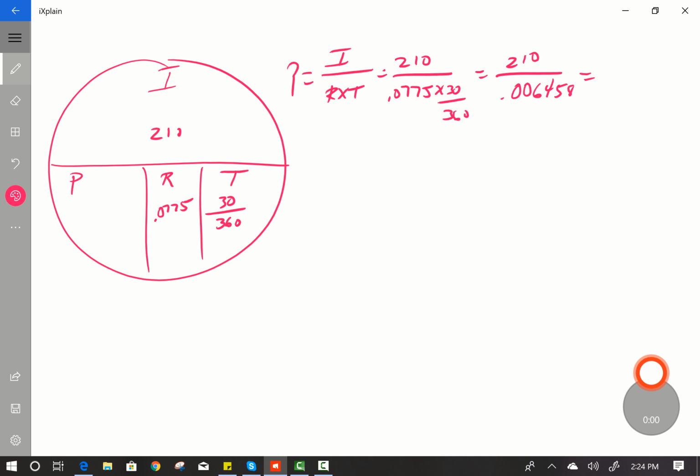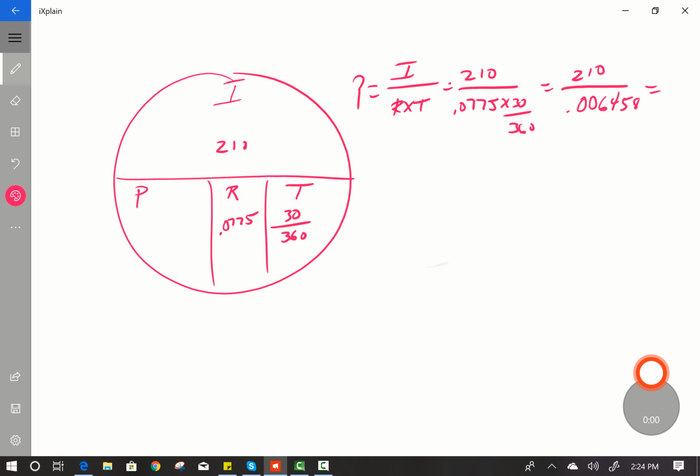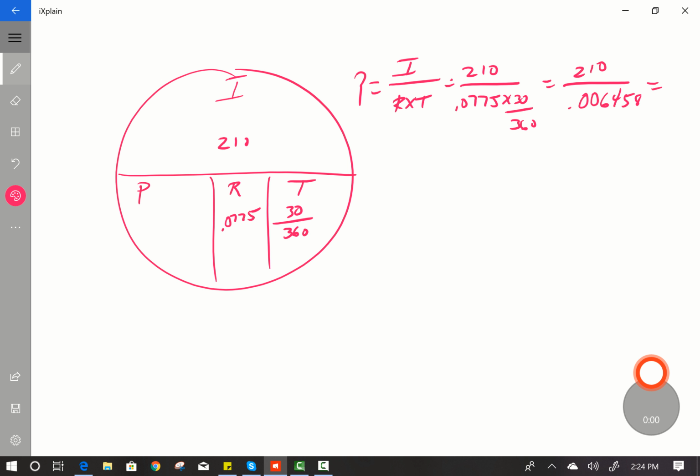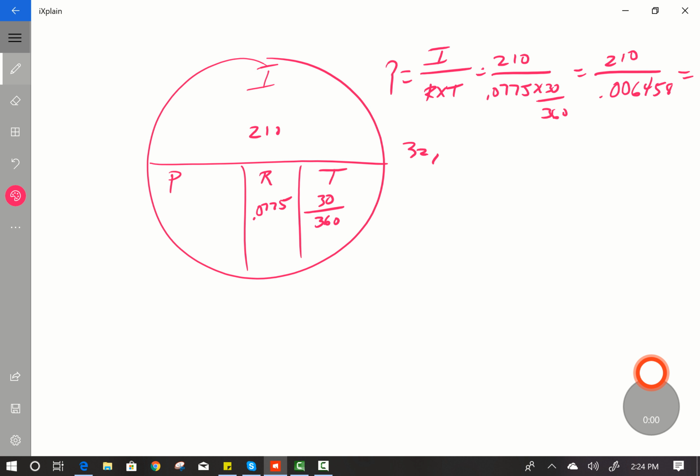Okay, now I need to recalculate that. So now 210 divided by 0.006458 is equal to $32,517.80, and then rounding it to the nearest whole dollar, $32,516. There we go.